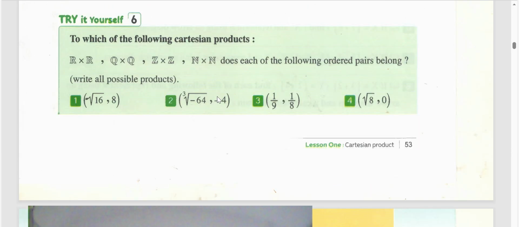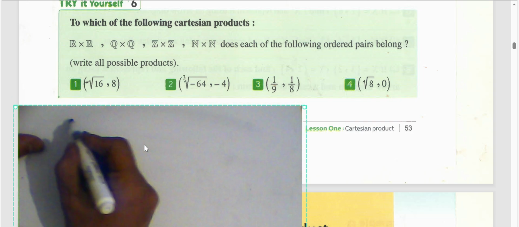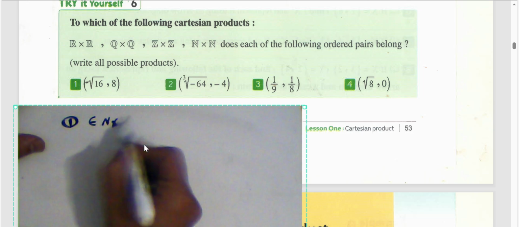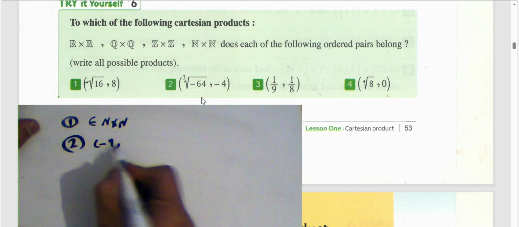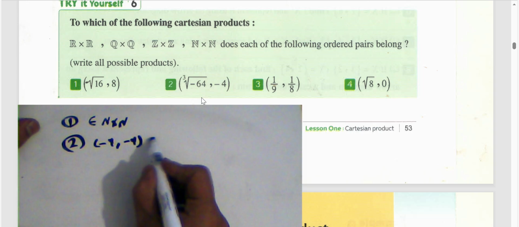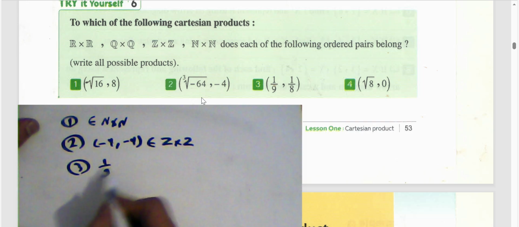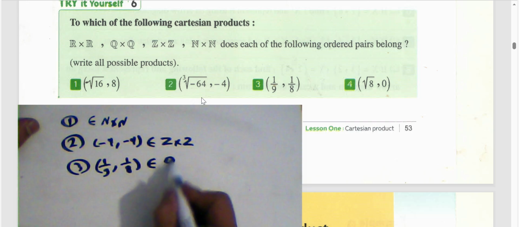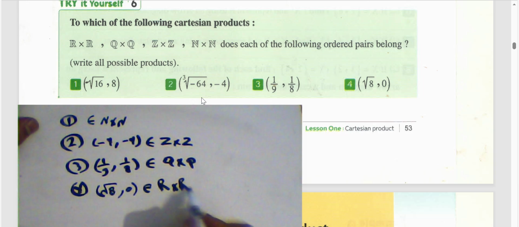We'll explain it, number 6. We have square root of 16 will be 4, so we have 4 and 4 belonging to N by N. Number 2, cubic root of negative 64 will be negative 4. The second point, negative 4, belongs to Z. Number 3, 1 over 9 and 1 over 8 belong to rational numbers, Q by Q. And number 4, we have square root of 8 and 0 belonging to real numbers.